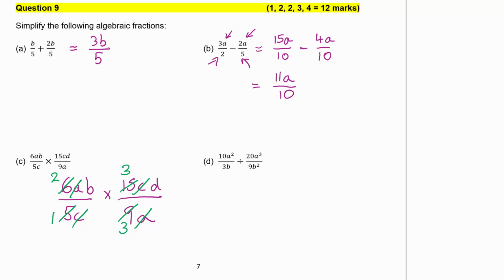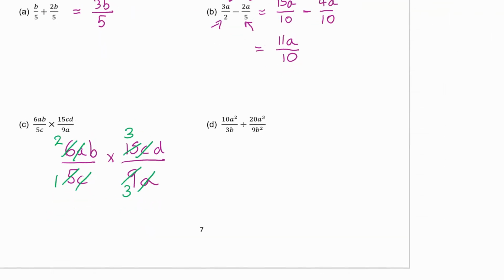If we look at what's left, on the top I've got 2b, and in the second fraction I've got 3d. On the bottom here I've got 1, on the bottom there I've got 3. And the 3's will cancel as well. So basically that is d over 1. So what I can see is that I have 2bd over 1, which is better known as just 2bd.